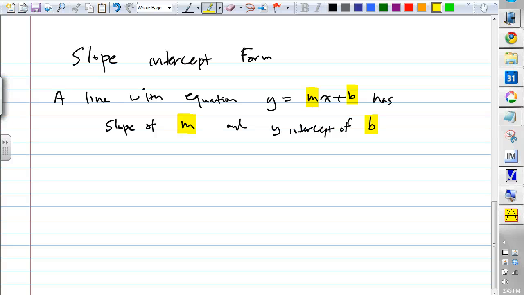Okay, so how do we prove that the m is the slope? So first, if I have this linear equation, y equals mx plus b, we're going to show you why m is the slope and the b is the y-intercept.